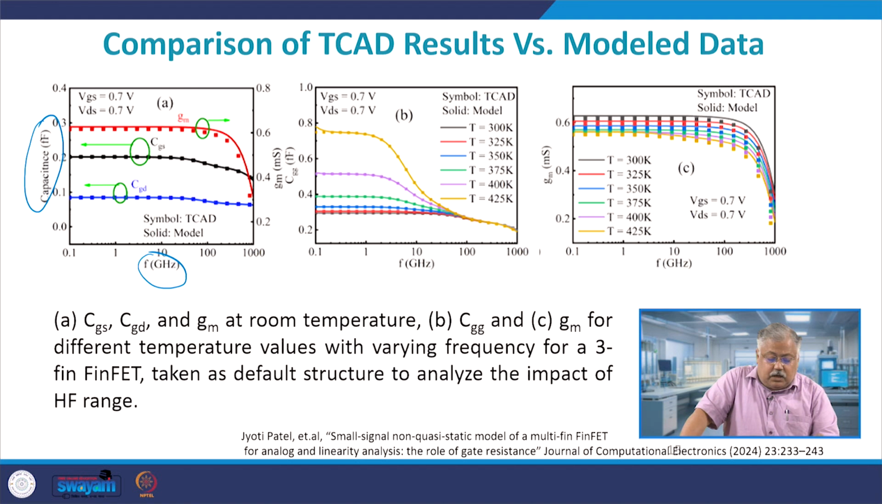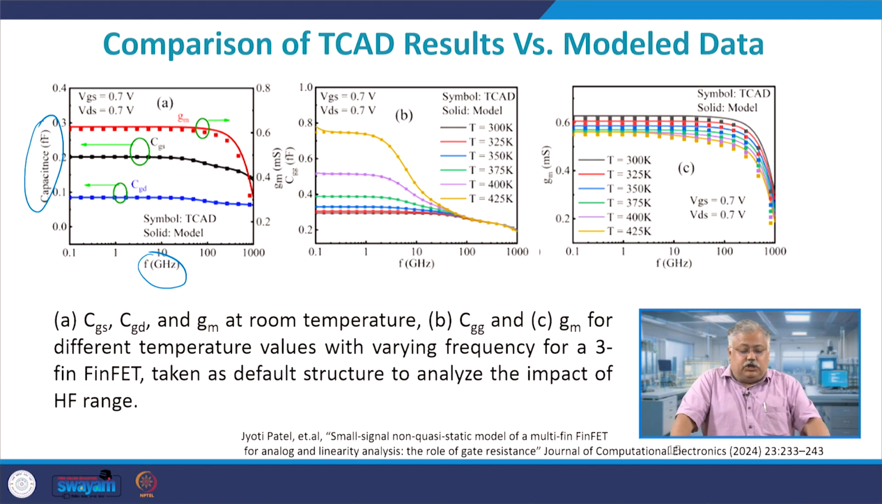And the gm transconductance, as you can see, is actually falling down at high frequency values, which means that the rate of change of current with the gate voltage becomes relatively small for high frequency, and it remains stable till 100 gigahertz. Till 100 gigahertz, the FinFET is able to give you a proper gm value, and that gm value is independent of frequency.